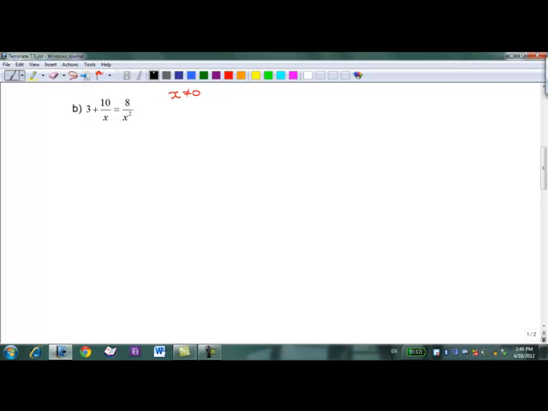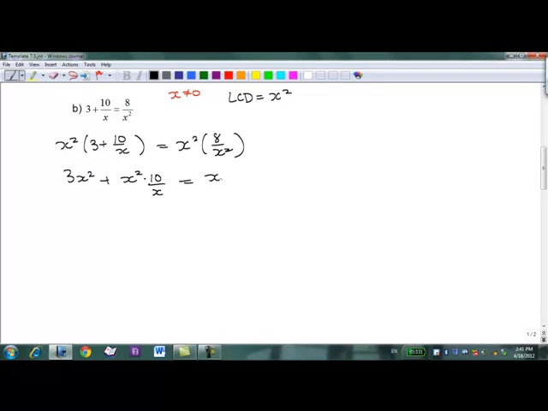So x can't equal 0. The lowest common denominator is just plain x squared. On the left-hand side we have 3 plus 10 over x, and I'm going to multiply that by x squared. And on the right-hand side I'm going to have x squared times 8 over x squared. So again, we see some cancellation. Sorry, let me expand first: 3x squared on the left plus x squared times 10 over x equals x squared times 8 over x squared.